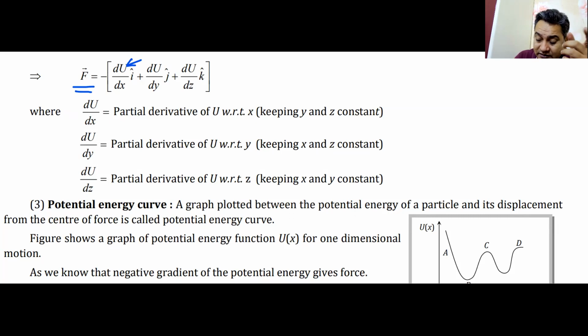Here it is written as d. Just make the symbol del. They've written it as d. d is wrong, so it should be del. Del U by del X is the partial derivative of U with respect to X, keeping Y and Z constant. Del U by del Y is the partial derivative of U with respect to Y. Del U by del Z is the partial derivative of U with respect to Z. Please note it down. I hope all of you understand what we are writing. You must write this down and understand how we can calculate this.